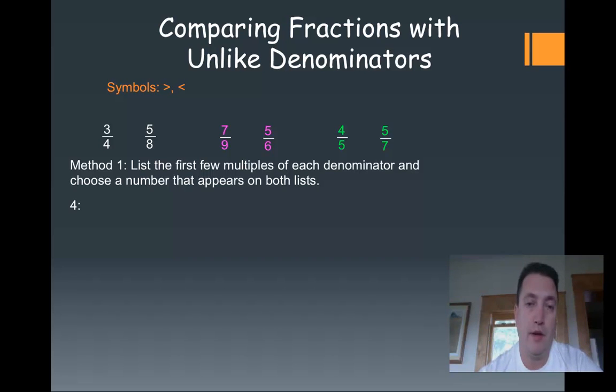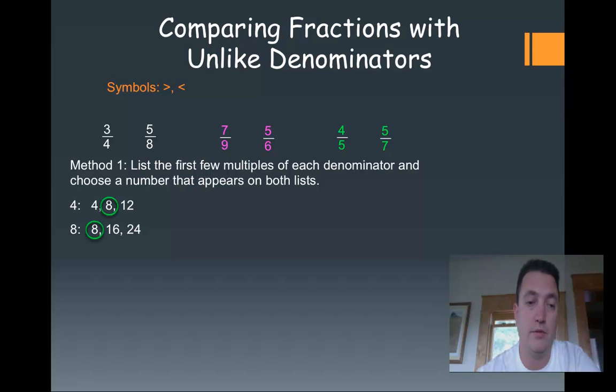So we'll start with the denominator 4. When we talk about multiples, we're talking about 4 times 1, 4 times 2, 4 times 3, and so on. I'll list out the first 4 multiples of 4: 4, 8, and 12. For 8, I meant 3 multiples. The first 3 multiples of 8 are 8, 16, and 24. Now compare those two lists. What number appears on both?